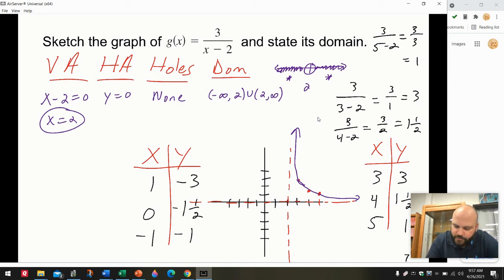Now moving to the other side, you can see I have (1, -3), which would be right here. I have (0, -1 1/2). And then I have (-1, -1), which will be right there. So again, this graph, as it approaches this vertical asymptote, it's going to shoot downwards. And then as it comes up here and approaches this horizontal asymptote, it's going to flatten out. And there is the graph of 3 over x minus 2.